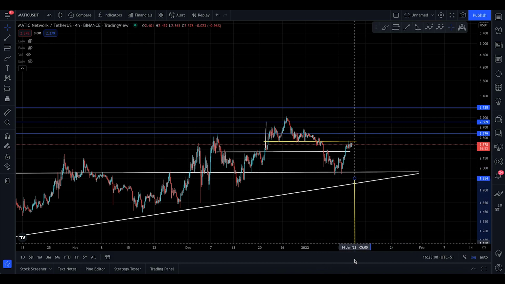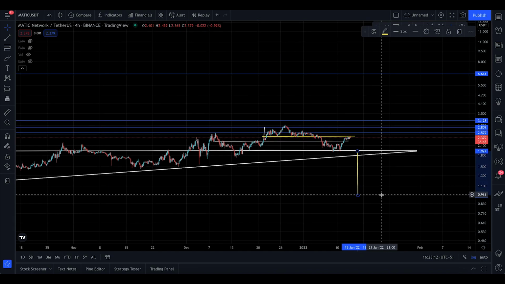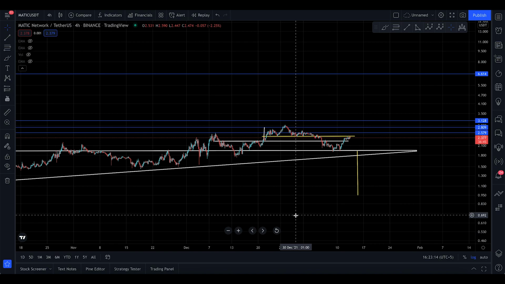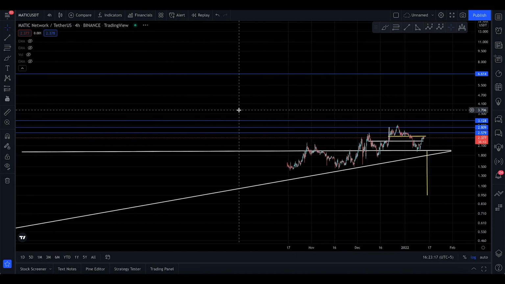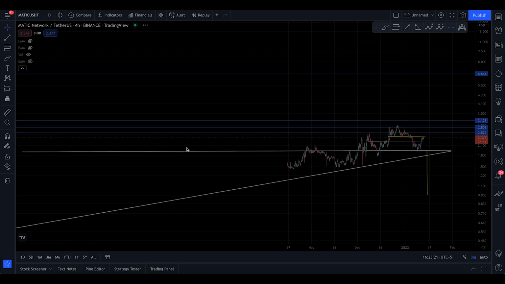So if this is going to be a neckline and you break the neckline, just imagine where you're going to dump. You're going to go all the way to the $0.9, and that's what I'm afraid of. That's the reason why I had to close the trade, and I'm a trader, so I'm going to keep trading.